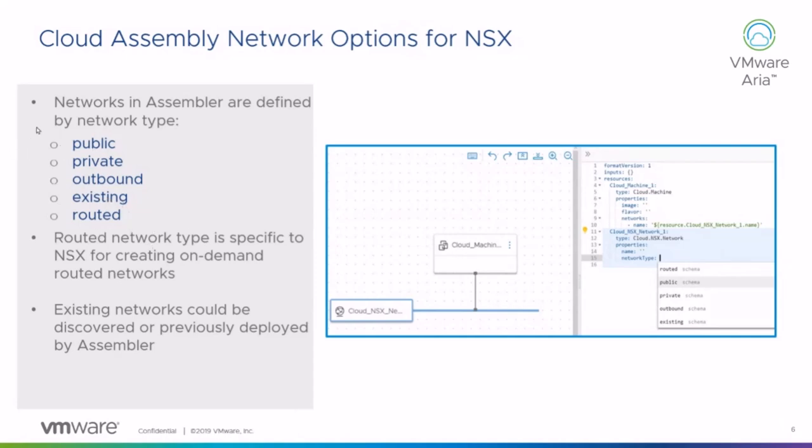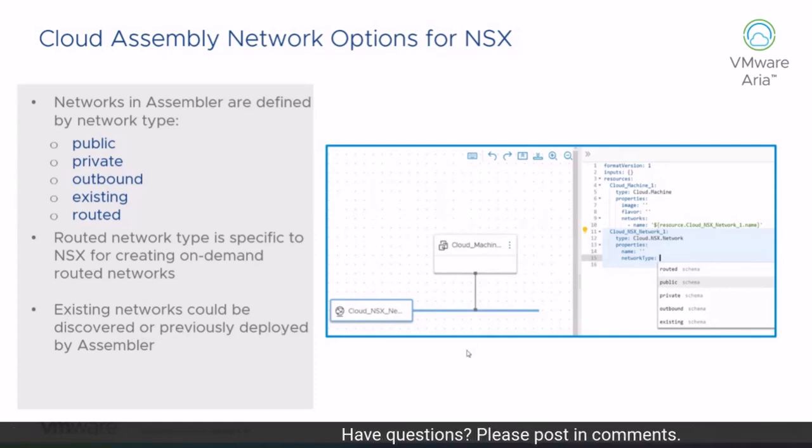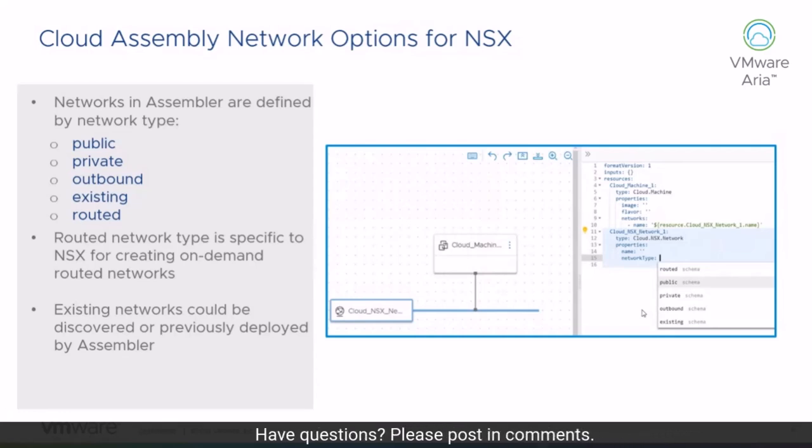And routed, which is my favorite here, which is the ability to route traffic and create T1s, which is the edge gateway connected to tier 0 within your NSX-T infrastructure. And existing networks can also be used: you can use the discovered networks, or networks previously deployed that you provisioned via the provider infrastructure as code that we mentioned in the previous slide. So these are the 5 types of networks that we can refer to depending on the use case that we're after. If we're creating workloads where NATing is needed, or routing is needed, or isolation is needed.